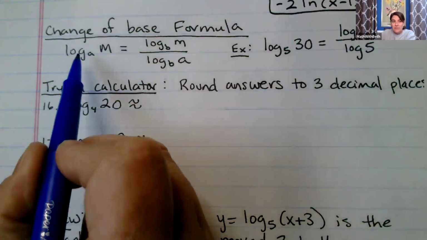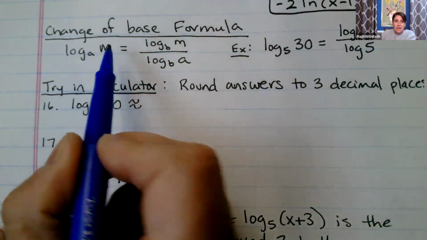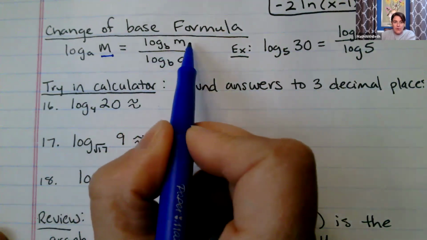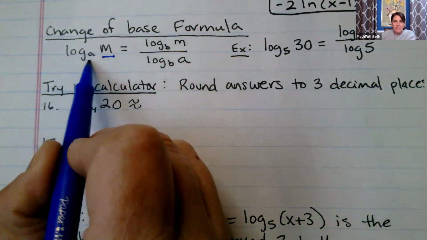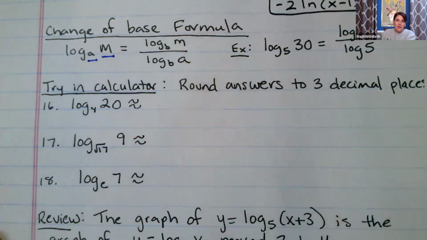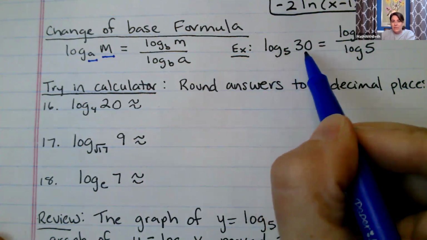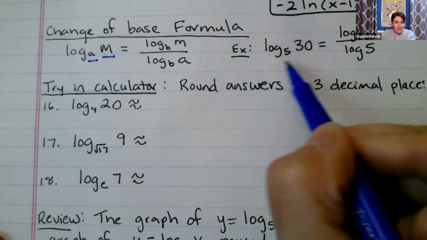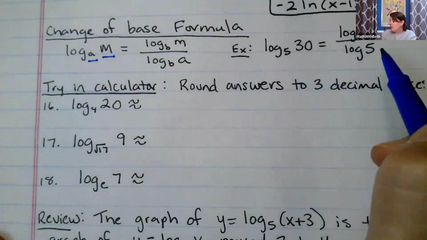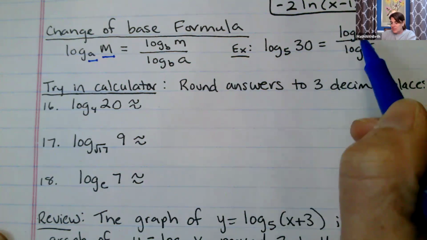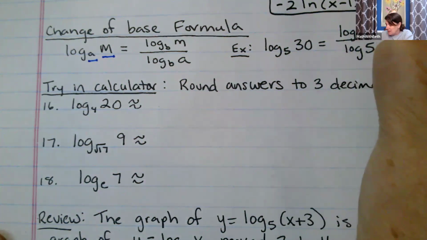So if you have the log of any base, you can rewrite it as the log of this number divided by the log of that number with any base you want. So obviously you're probably going to pick log base 10 or ln, because those are things we can do in the calculator. So here's an example. Log base 5 of 30, since we can't just stick that in the calculator as is, we can rewrite it as log 30 divided by log 5, which means we're basically making them both base 10.